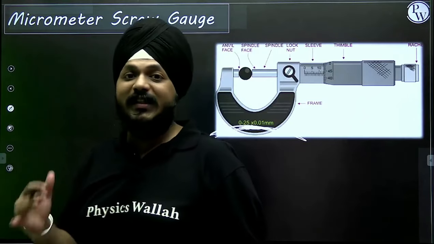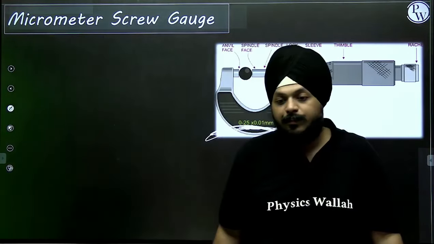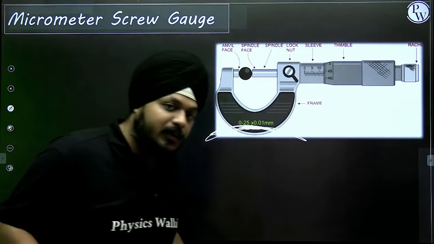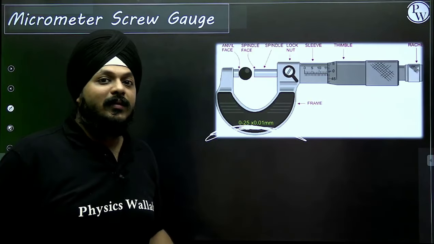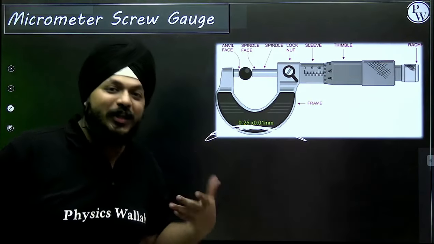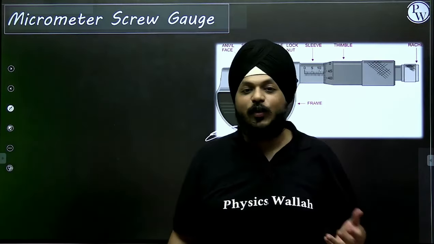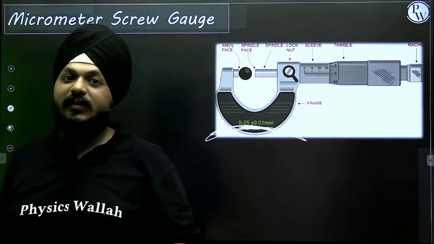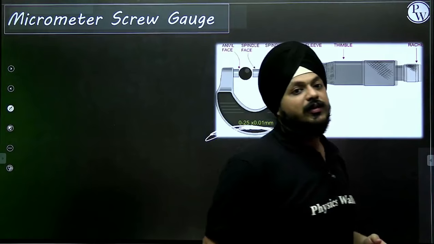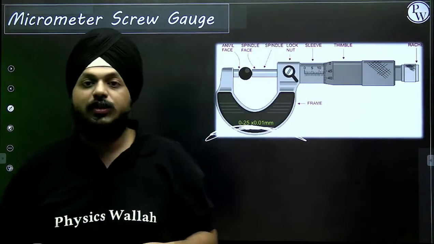As I said, what was the need of this micrometre screw gauge? It's a very simple thing. If I want to measure up to 3 decimal places and more than that, then obviously the meter sticks and measuring steps are going to fail. So for that, we are going to use the micrometre screw gauge.